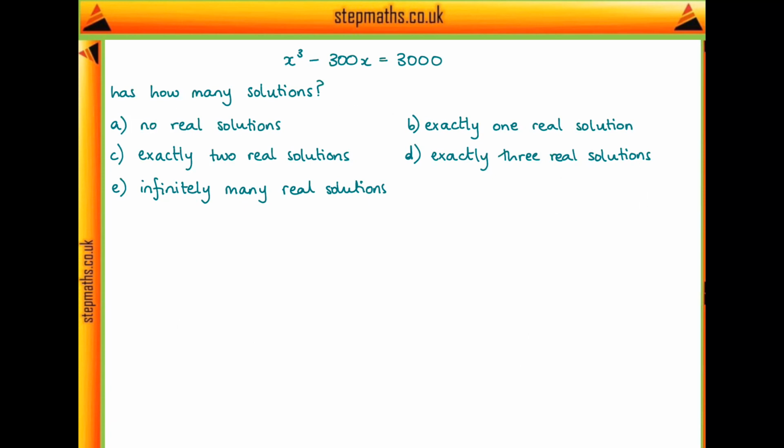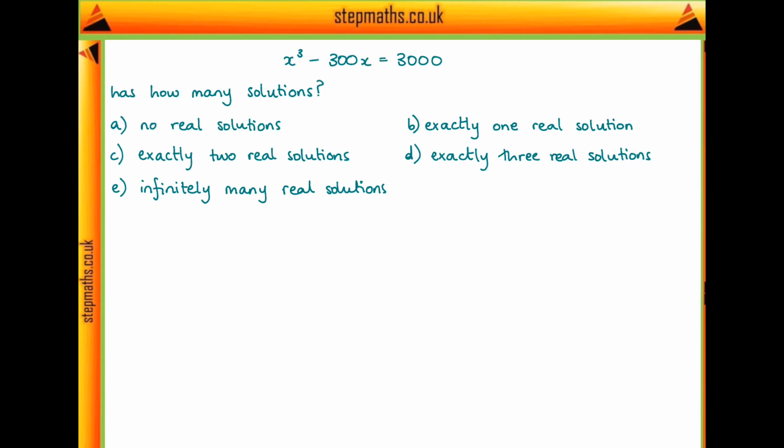And for this question, we are given this equation, x cubed minus 200x equals 3000, and they want to know how many solutions this equation has. Alright, so would it be easy to factorize this equation and find out its roots? I don't think so. I think it would be quite difficult. So how else can we go about this?